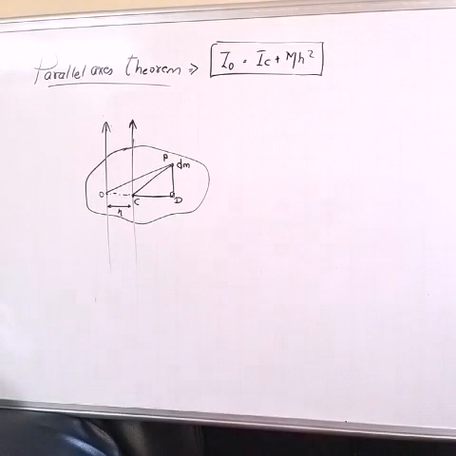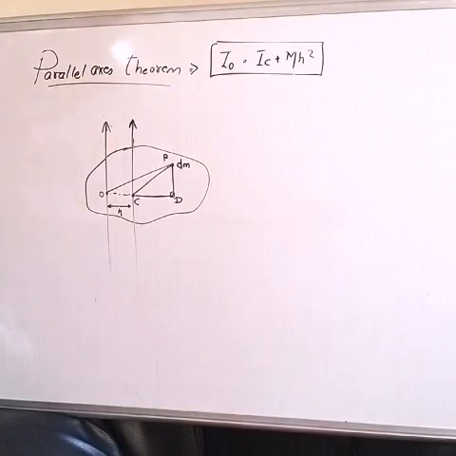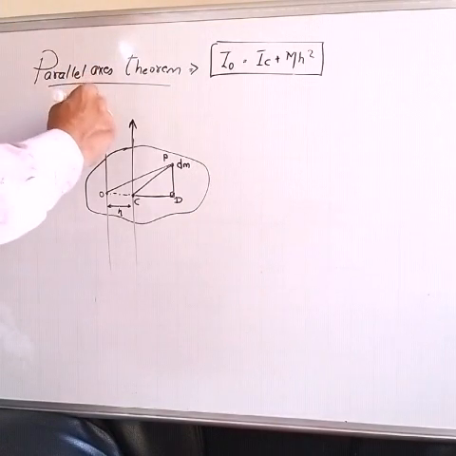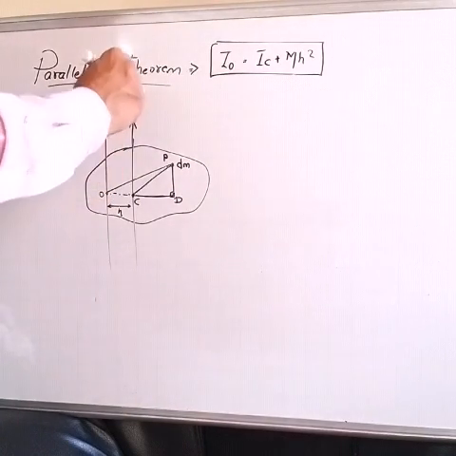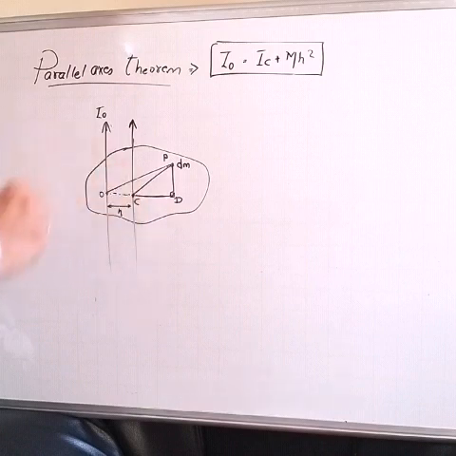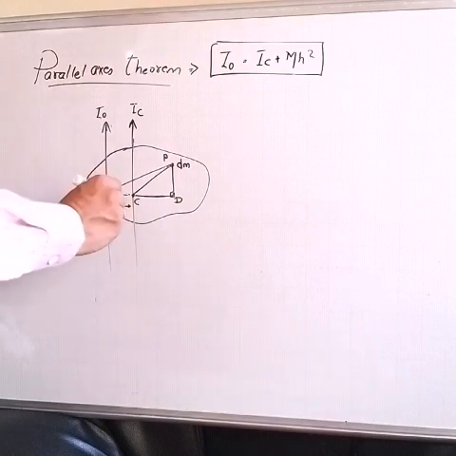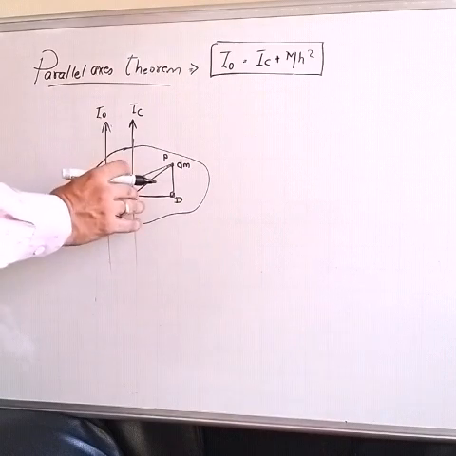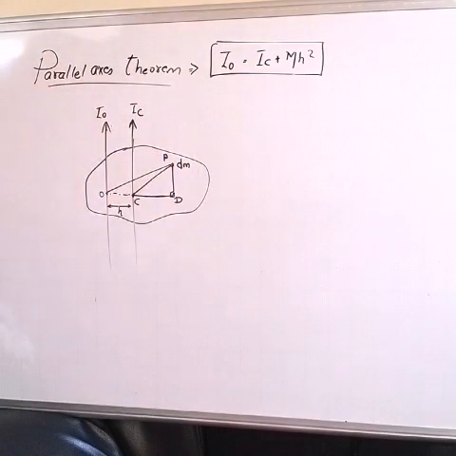There is an irregular body, and this is the axis of rotation passing through point O, and I would find the value of IO, correct? Now what I do, I draw another axis passing through the center of mass, I call it IC, and the distance between the two parallel axes is H. H stands for the distance between the two parallel axes. Now how do we proceed with the derivation?